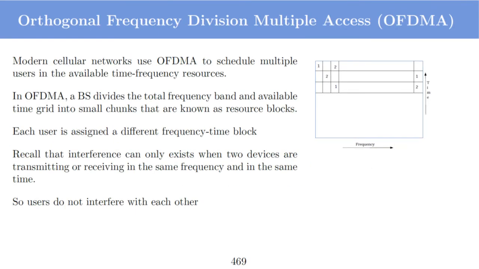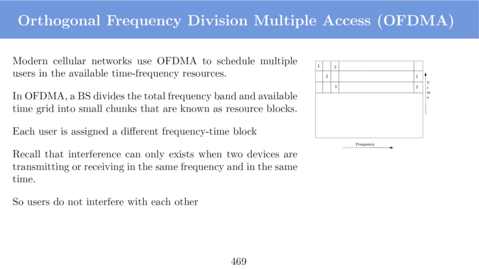One of these multiple access techniques is OFDMA, and most of the modern cellular networks right now use OFDMA, which is orthogonal frequency division multiple access. In OFDMA, the total frequency band and the available time slots are divided into small chunks of some frequency band and some time slot. Each one is known as a resource block. Each user is assigned a different resource block.